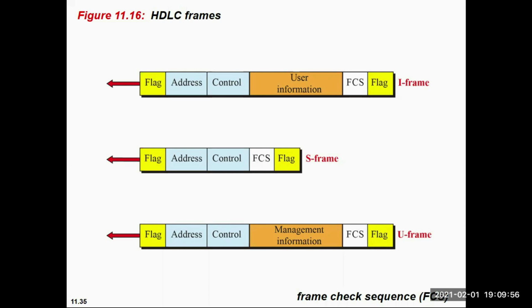After this address, the next thing is control. This control field carries the sequence number of the frame, acknowledgement, and request for retransmission and other control commands and responses. This control field is also of 8 bits. After this control, in I-frame you can see that the information field is there. So the information field contains the user data and is completely transparent. The length can be variable.